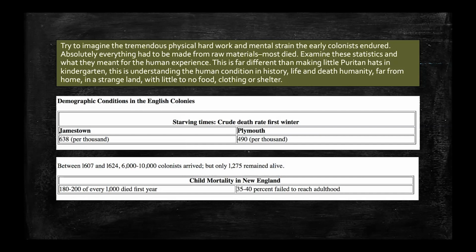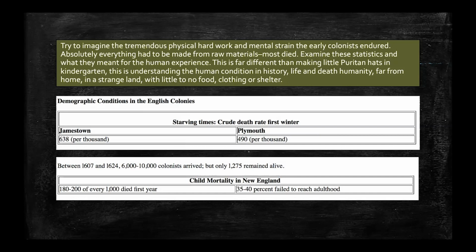Examine these statistics and what they meant for the human experience. This is far different than making the little Puritan hats in kindergartens. This is understanding the human condition in history, life and death, humanity. Far from home, in a strange land, with little to no food, clothing, or shelter. The next segment at the bottom, child mortality in New England. 180 to 200 of every 1,000 died the first year after birth. Think of the great sorrow in these places.